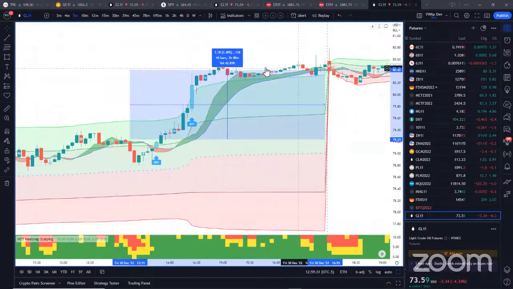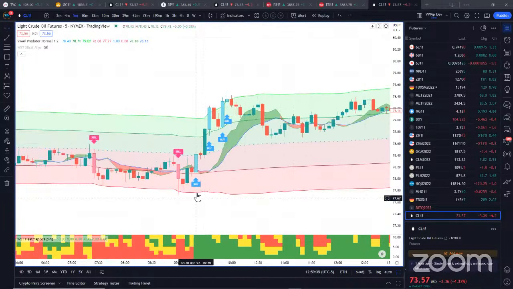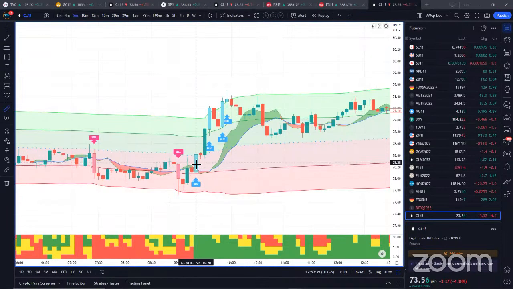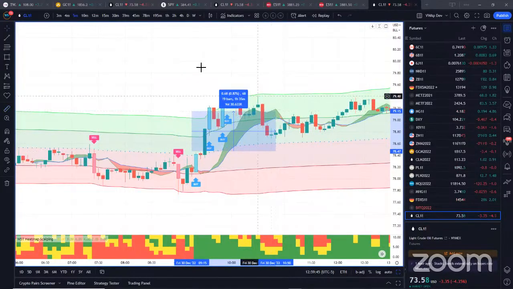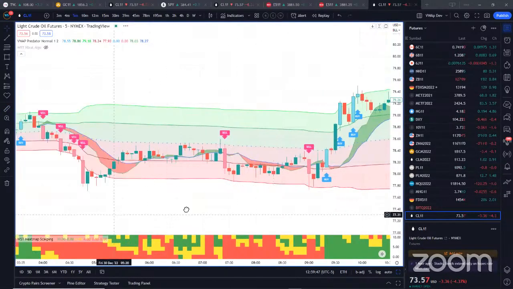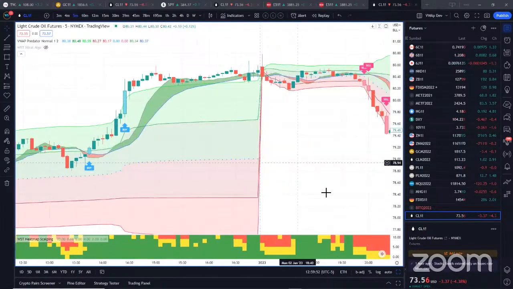That is worth 118 ticks, $1,180. This one here, again, this is the hot one, going from the bearish through the VWAP to the bullish. That was worth around about 600 bucks as well. Oil, very good, VWAP Predator.